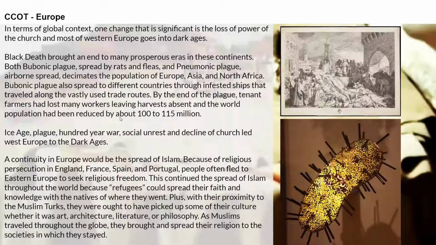Ice Age, plague, Hundred Years' War, social unrest, and decline of the church led Western Europe to the Dark Ages, which is the term that we now refer to it as.